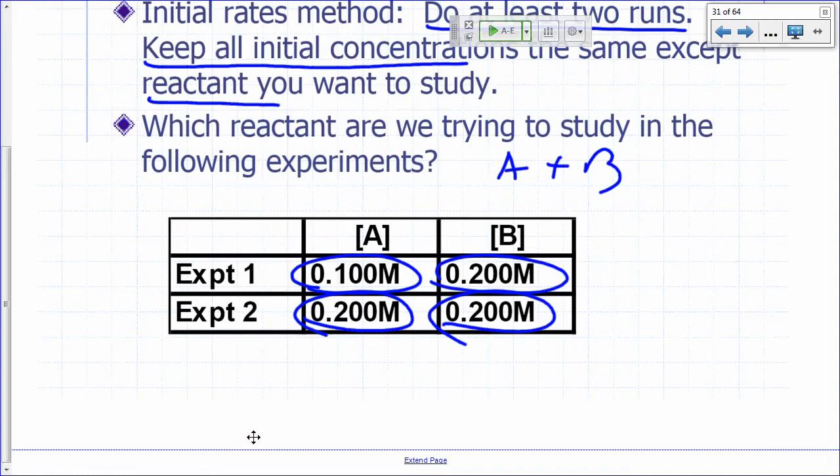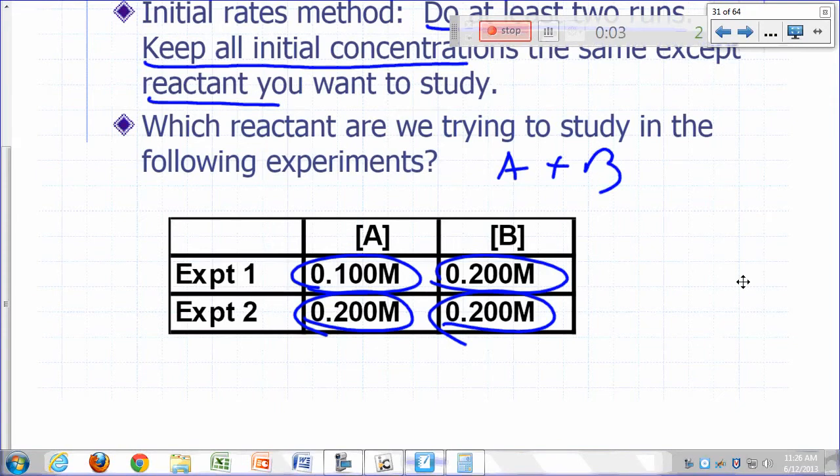So which reactant am I trying to study in this experiment? Is it A or B? Am I trying to study the effect of A on the reaction rate, or the effect of B on the reaction rate? These are the initial concentrations for the experiments: 0.1 and 0.2 for A, 0.2 and 0.2 for B in both experiments. So what am I trying to study here?